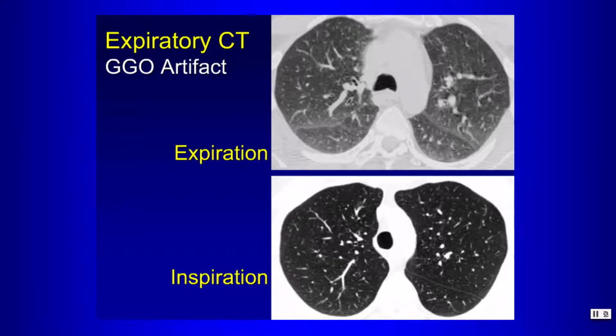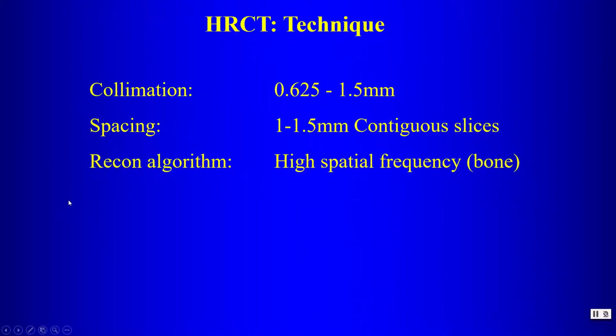So the expiratory CT can also look like ground glass attenuation. That's not from disease, that's just because the air is out of the alveolar spaces, increasing the attenuation. So it looks like you have some patchy ground glass attenuation here on expiration, but on inspiration you can see that everything is normal. There is no evidence of infiltrative disease.